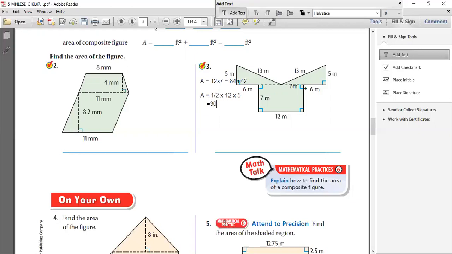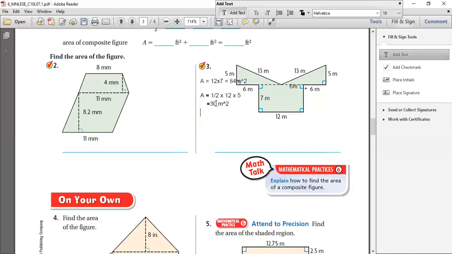Now, this is the area of one triangle. I forgot to write here area of triangle. You must write it because I forgot. That's all. So this is going to be 30 square meters. Now this is the area of one triangle.